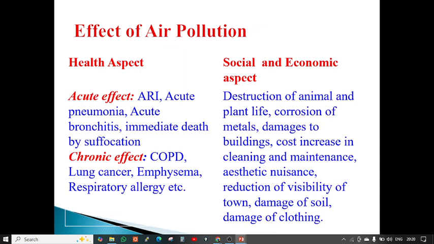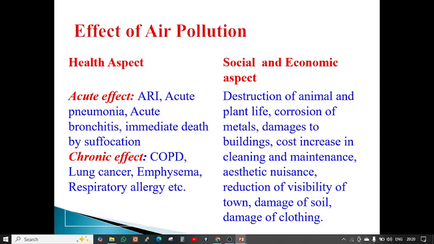Then again, social and economic aspects. Because of these health effects, all your money you are forced to give to the doctor or hospitals. Whatever money you are earning, you are forced to give in order to save your life. So that is the economic aspect. Your money will go to waste.